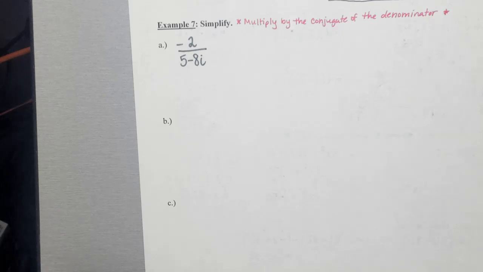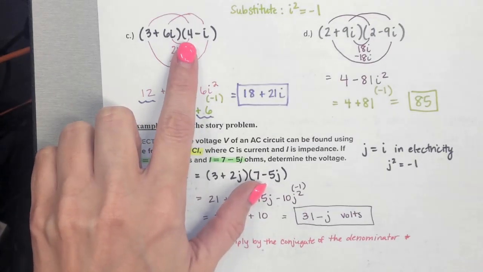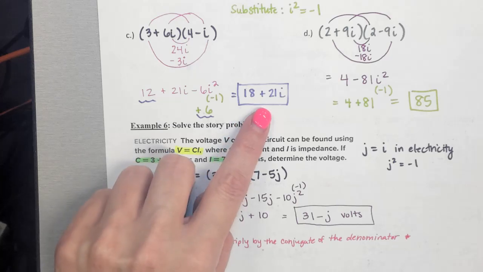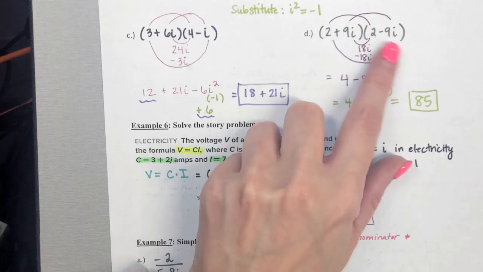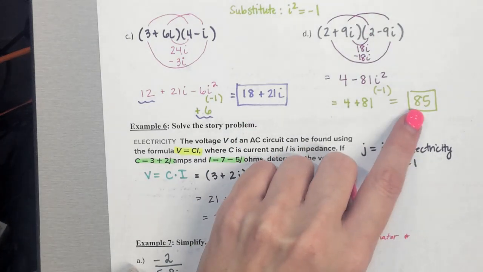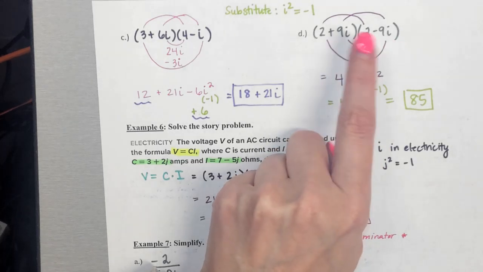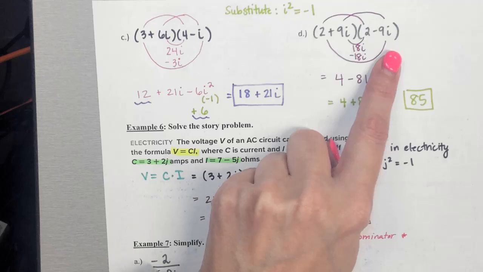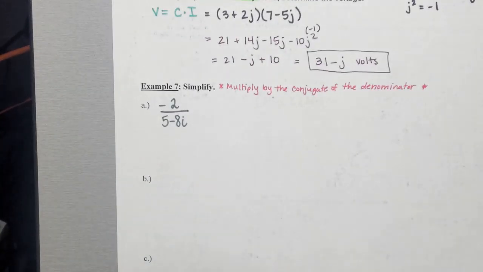Yesterday, when we did multiplication, do you see how we still had a statement with i in it? But with 2 plus 9i and 2 minus 9i, we were able to get a number without i. So these two are conjugates. Can you tell me what the conjugate is of 5 minus 8i? Yep, it's just going to be 5 plus 8i. Great, so that's what we're going to multiply by.